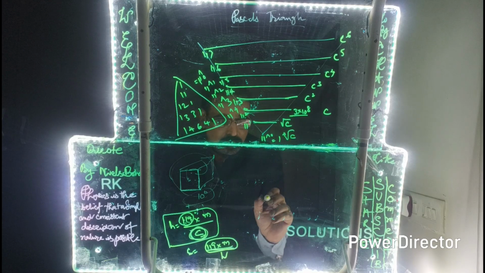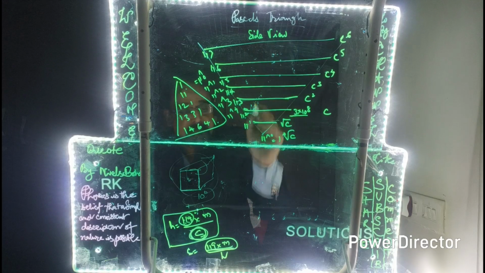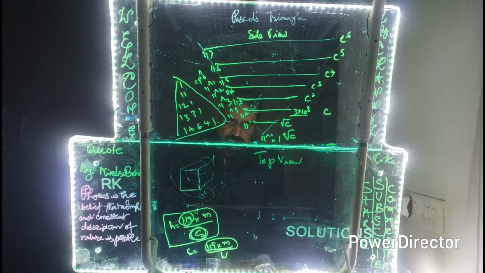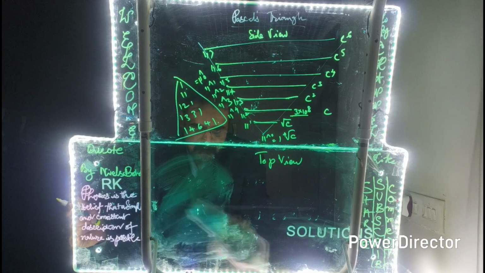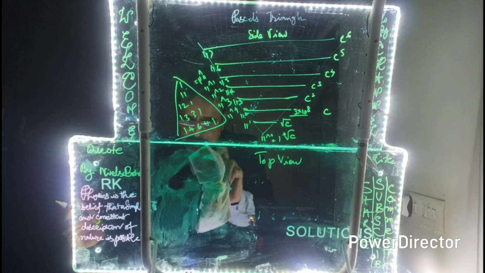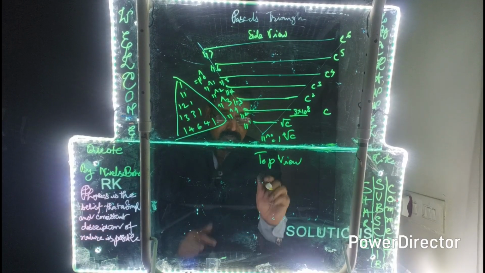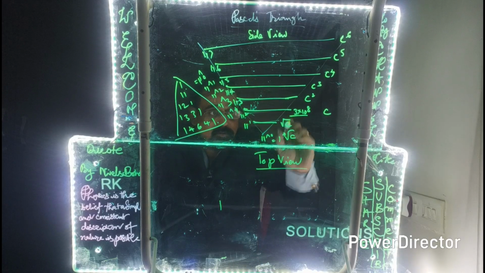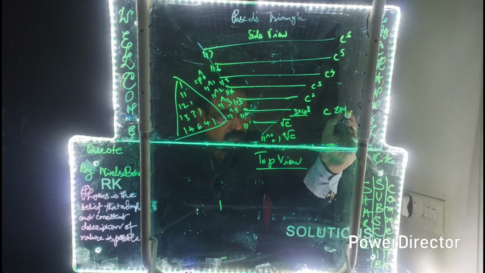So this is the side view, this is the top view, let us say. Let us remove this. Right, this is the top view. Let's see, what will be the top view here? 3 into 10 raised to 8 is electromagnetic radiation. So let's say wave.